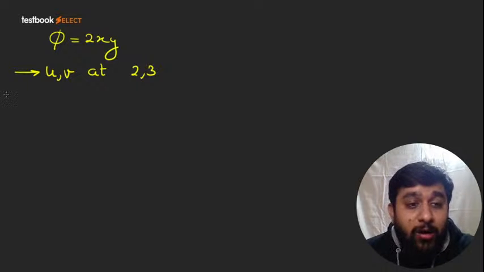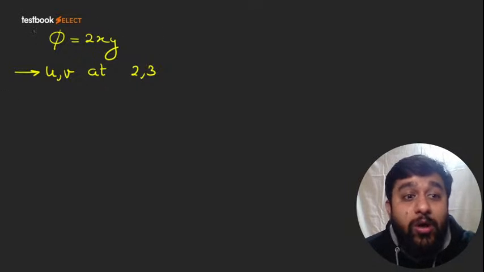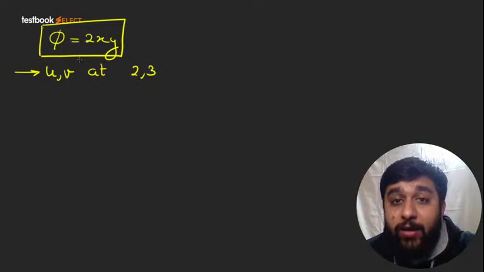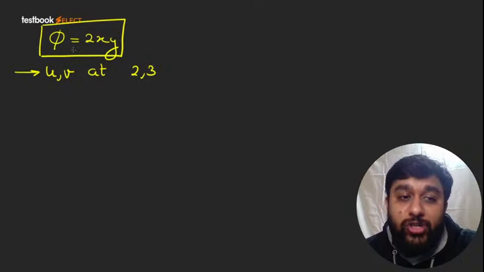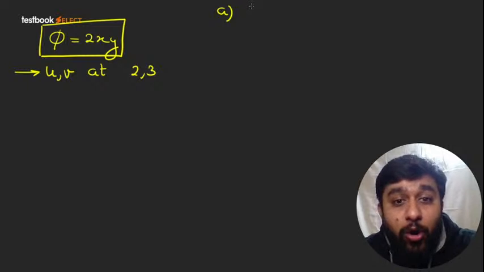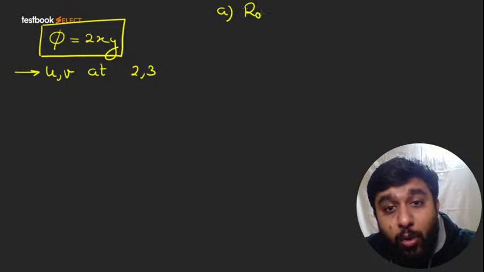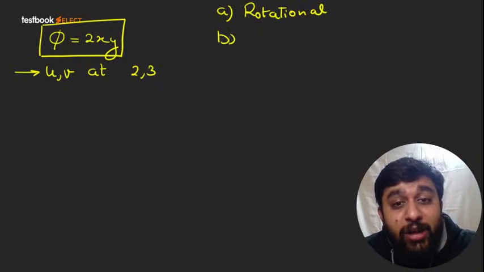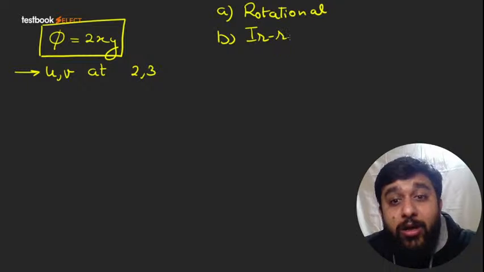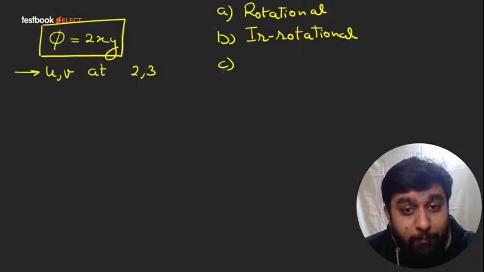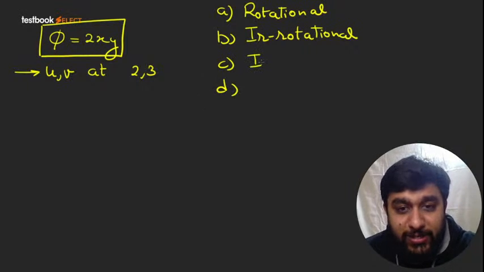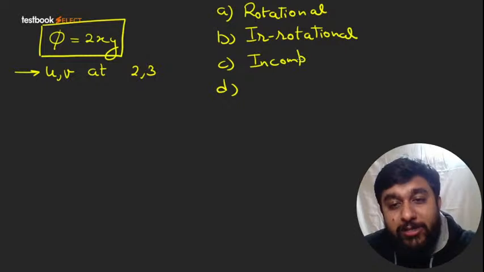So first of all, they might ask you, a flow is defined by a velocity potential function phi equal to 2xy. Is the flow rotational? Is the flow irrotational? Is the flow compressible? Is the flow incompressible? Okay, so first question is this: incompressible and compressible.